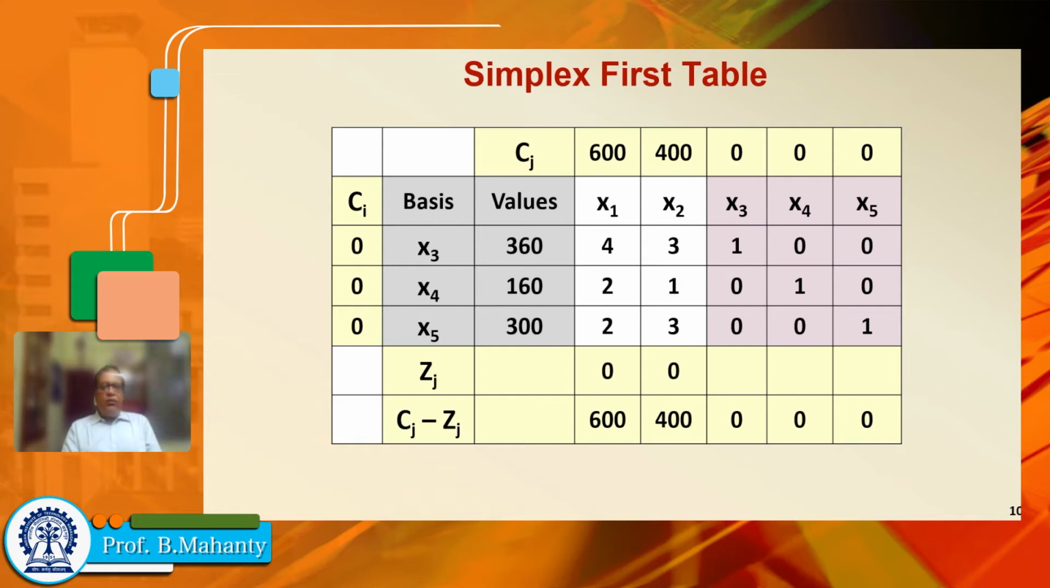First of all, we decide which one is the entering variable. That means which variable is going to come into the basis. The choice is between the two non-basic variables x1 and x2. So it is very clear that x1 should be the choice, because that is the more profitable direction. Is it not? So x1 should come into the basis.